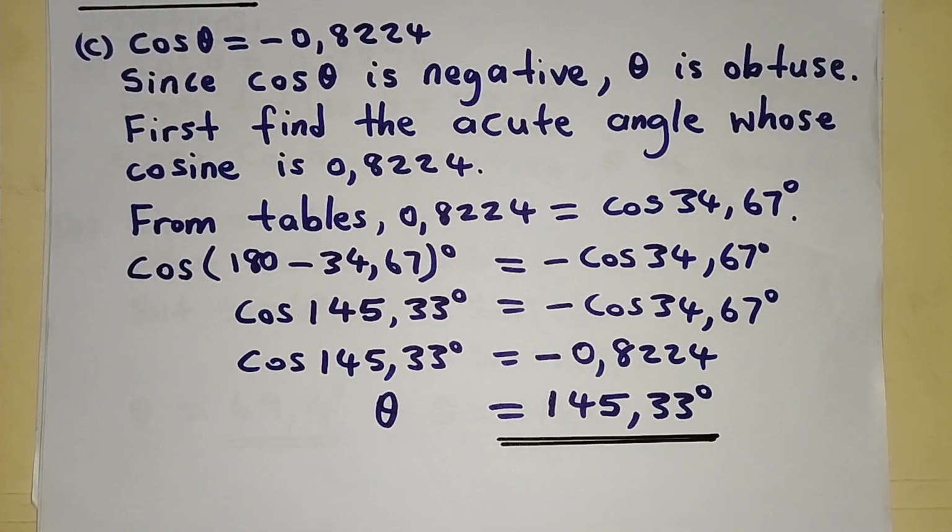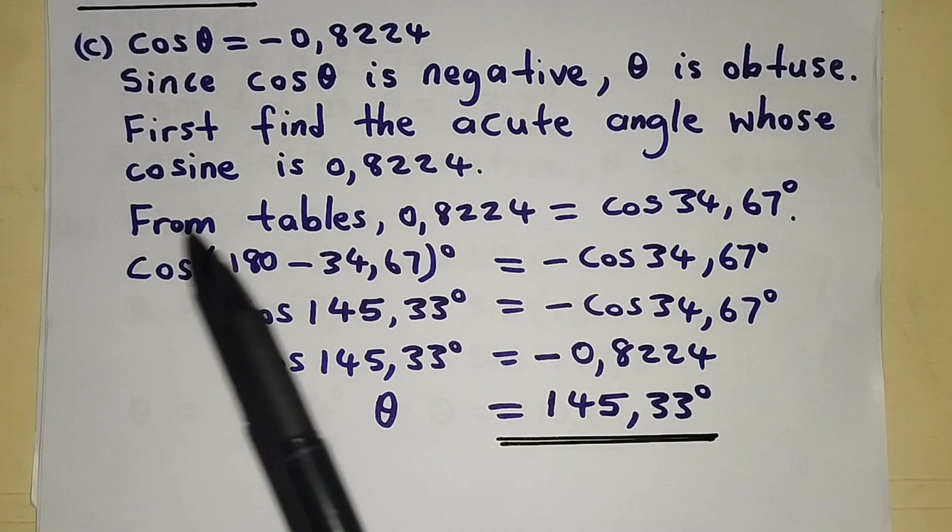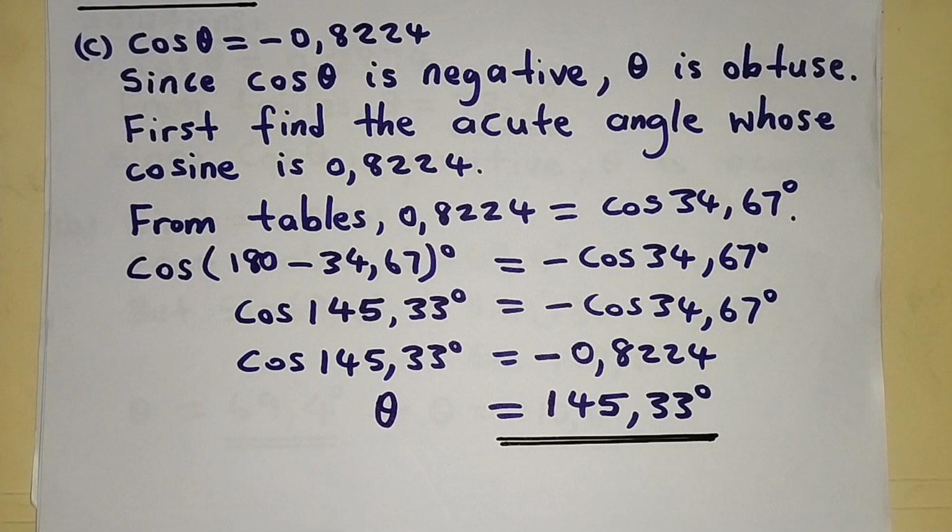Cos theta in this case is now negative. Cos theta equals negative 0.8224. Since cos theta is negative, theta is obtuse. Okay, theta is obtuse, so that is theta is between 90 and 180 degrees. So first of all, you find the acute angle whose cosine is 0.8224. From the tables, 0.8224 equals cos 34.67 degrees.